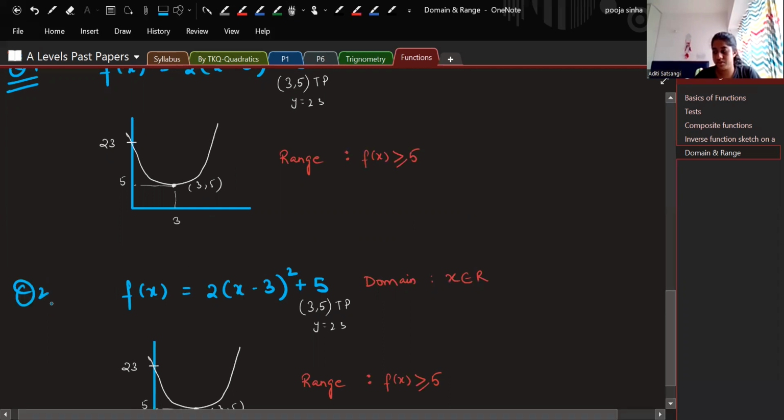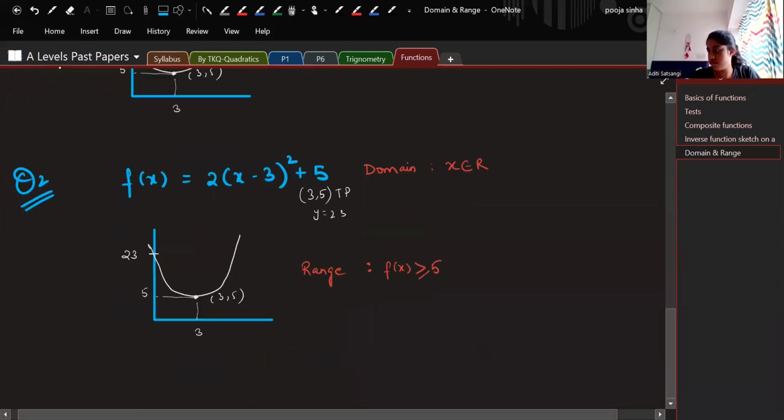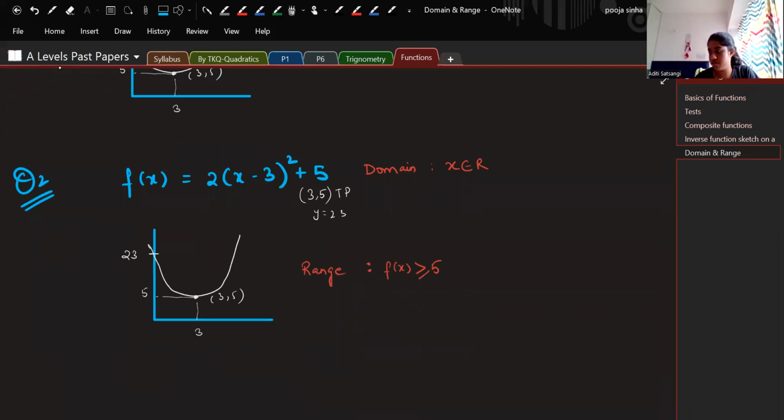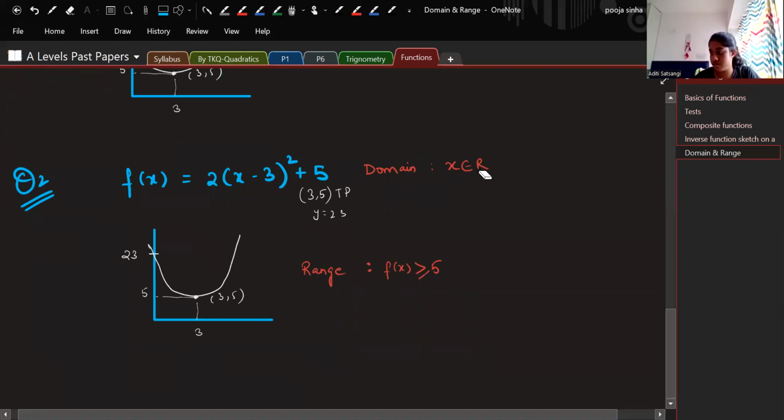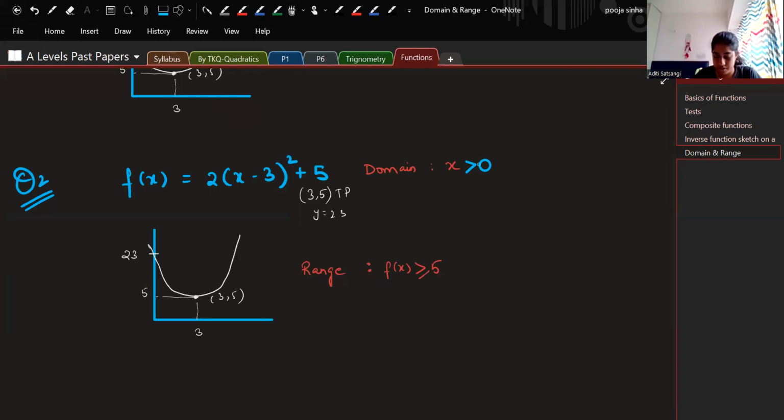So you will see how your answer changes. Even though the graph is the same, the answer is going to vary now. Now, as I said, these questions will be given in this domain, which will be mentioned in the question only. So in this, it's written x is greater than 0. When I'm saying x is greater than 0, see, the graph is still the same.